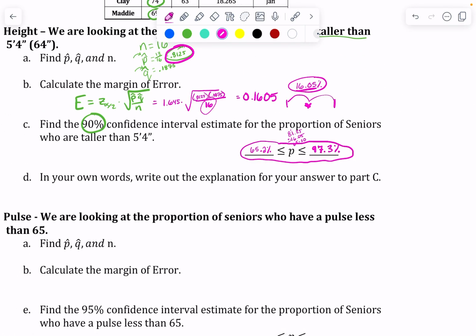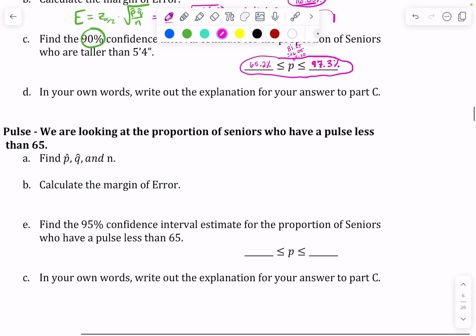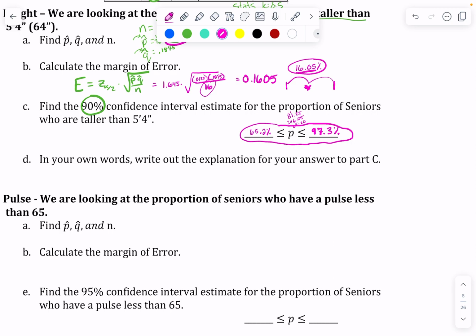So in your own words, write out the explanation for your answer in part C. I said before that you need to include a couple different things, and they don't necessarily have to be in this order. How confident are you? Another thing you need to include is the percentage interval. So list out what the interval is, this thing right here, what we just found.